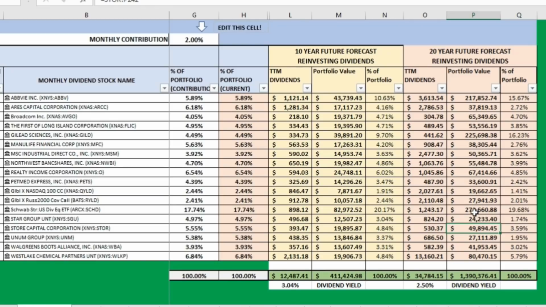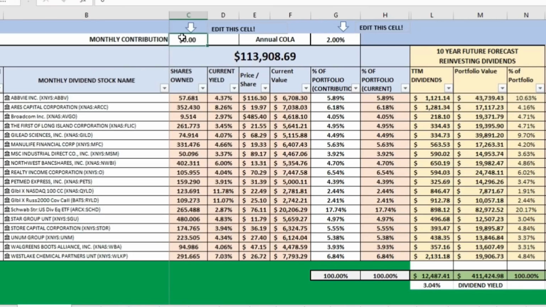Schwab's now worth 273. We've got this one right here worth 225. Is that Gilead? 225. 217 for AbbVie. We've got Westlake Chemical under these assumptions generating $13,000 annually in dividends. We've got $3,600 with AbbVie, $2,700 with Aris Capital, $2,400 here for, what is that, MSC Industrial, and another $2,000 here from both of the Global X funds. In fact, letting this portfolio sit for 20 years would be generating now $34,000. That's nearly $3,000 every single month in cash flow to do with whatever you want.